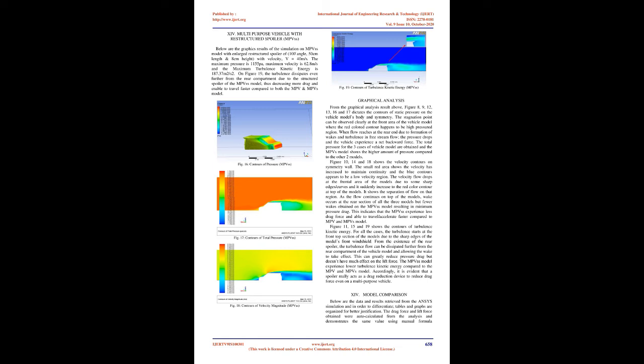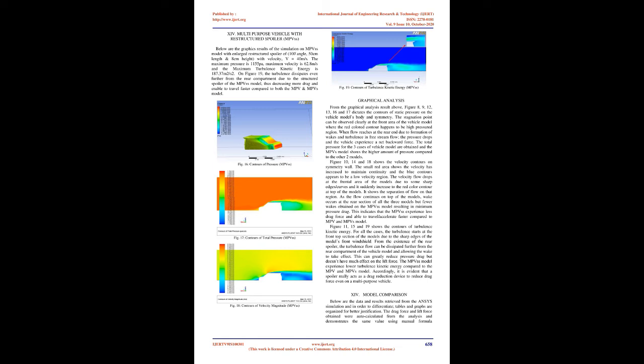14. Multi-purpose vehicle with restructured spoiler, MPVSS. Below are the graphical results of the simulation on the MPVSS model with an enlarged restructured spoiler of 100 degrees angle, 50 cm length and 8 cm height, with velocity v equals 40 m/s. The maximum pressure is 1155 Pa, maximum velocity is 62.8 m/s, and the maximum turbulence kinetic energy is 187.37 m2/s2. On figure 19, the turbulence dissipates even further from the rear compartment due to the restructured spoiler of the MPVSS model, thus decreasing drag more and allowing it to travel faster compared to both the MPV and MPVS models.